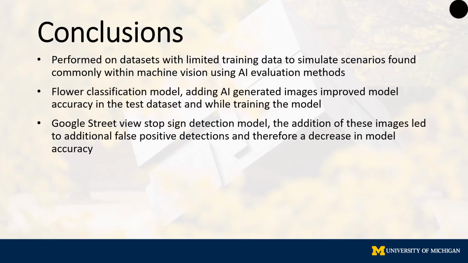So to conclude the project, we performed analysis on data sets with limited training data to simulate scenarios found commonly within machine vision, and we put detection and classification methods on those limited data set images. For the flower classification model, adding AI generated images improved model accuracy in the test data set and while training the model. For the Google Street View stop sign detection model, the addition of these images led to false positive detections, and probably noise within the data set, and therefore decreased the model accuracy.